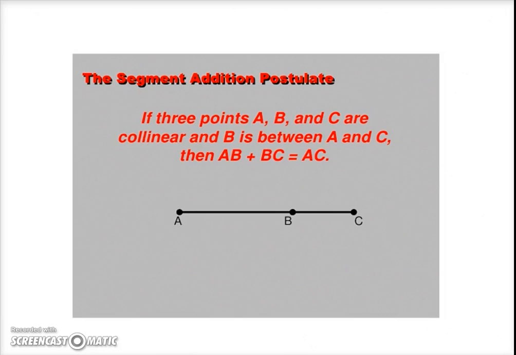So we're talking about the Segment Addition Postulate, which says if three points A, B, and C are collinear, and B is between A and C, then AB plus BC equals AC.